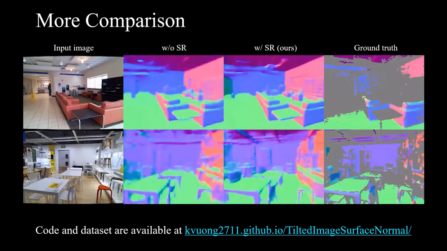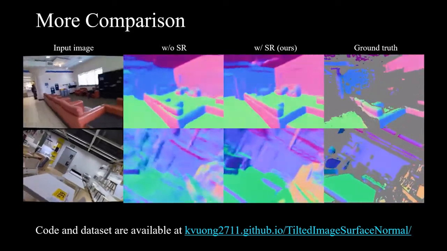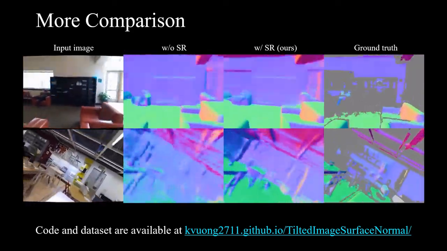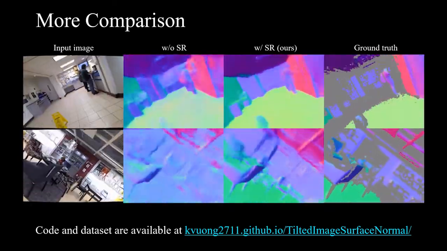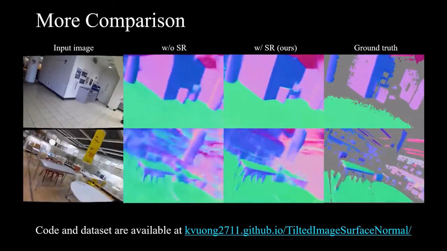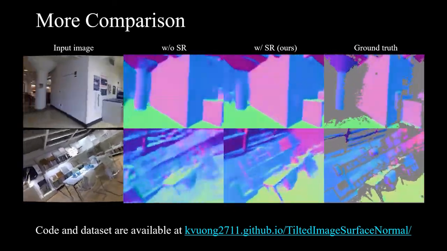Here are more comparison videos. As evident, our method consistently predicts accurate surface normals on our Tilt RGBD dataset that contains a wide variety of challenging scenarios. Our code and dataset are publicly available.